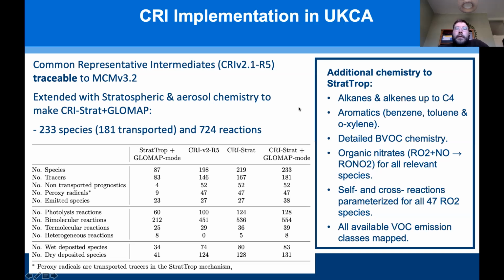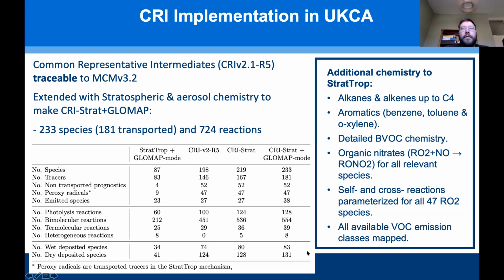In terms of what kind of chemistry is added with CRI, you have alkanes and alkenes all the way up to C4. You've got aromatic chemistry, which doesn't exist in Strat-Trop. There's a lot more detailed BVOC chemistry, particularly isoprene, alpha-pinene, and beta-pinene oxidation. There's a whole load of higher organic nitrates, which can be important in terms of transport of NOx. And then there are self and cross reactions for the proxy radicals. It also means that I'm able to use all the VOC emission classes from the data sets, which is something I'll talk about a bit more in a second.